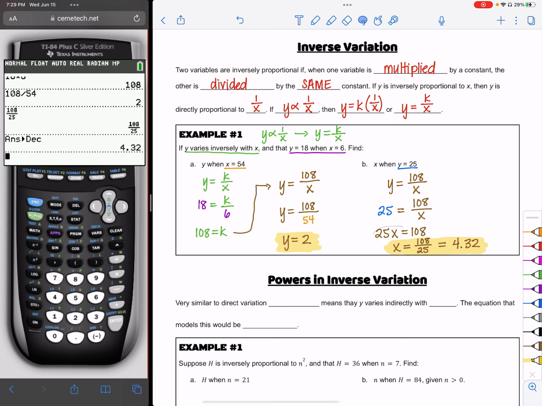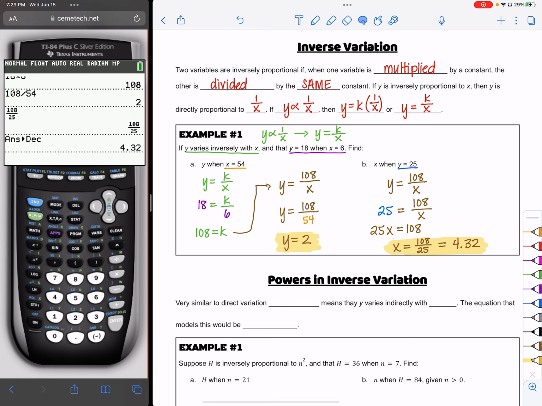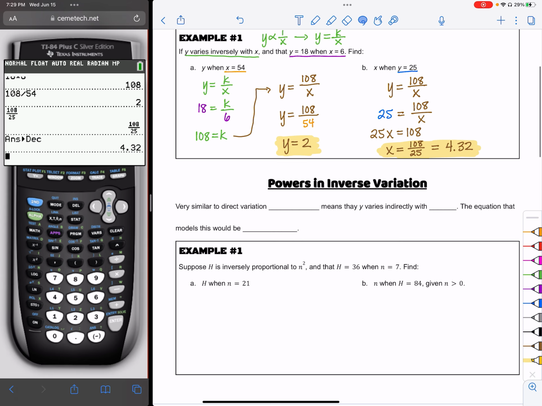Right? So that is how we do part B. So the next thing we want to talk about is powers and inverse variation. Just like direct variation, whenever you have inverse variation, you can have exponents as well. So whenever we talk about it, we can say very similar to direct variation.